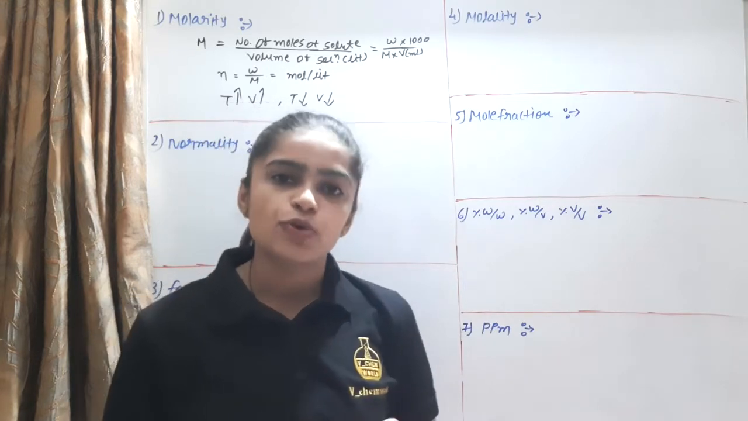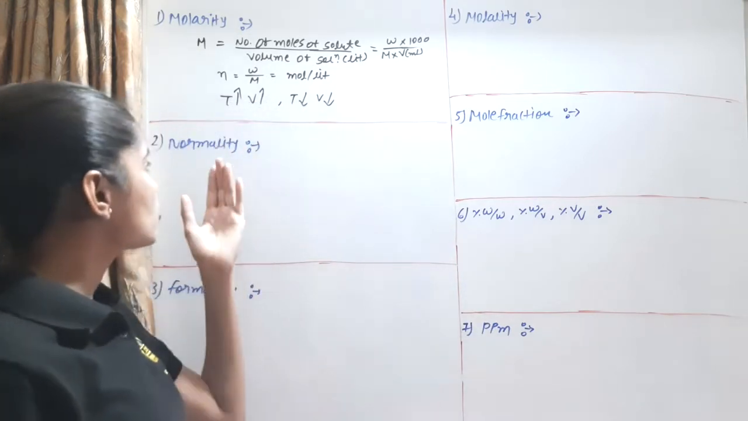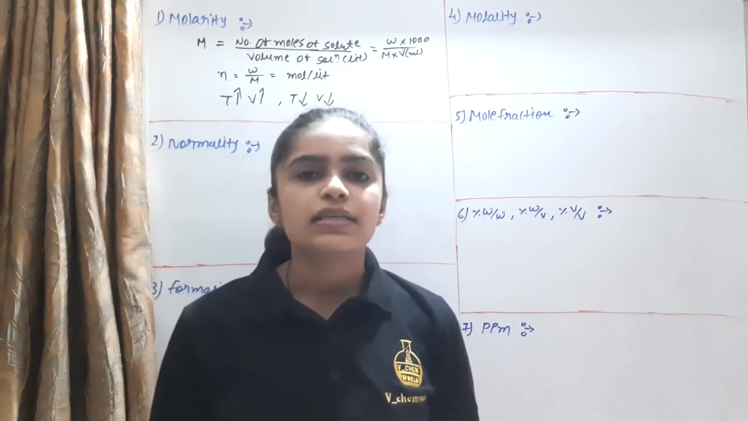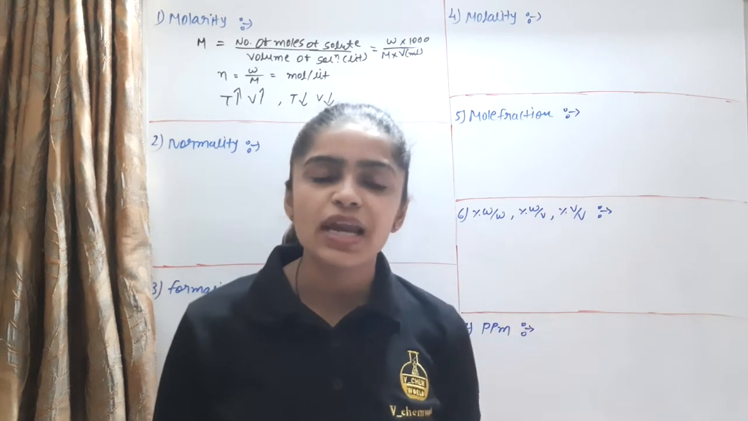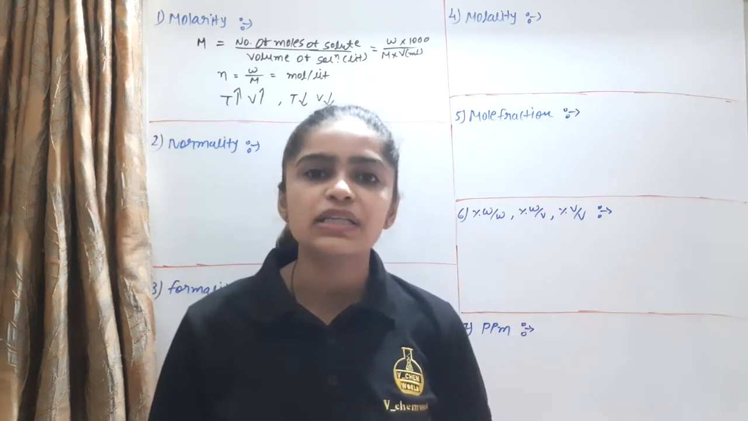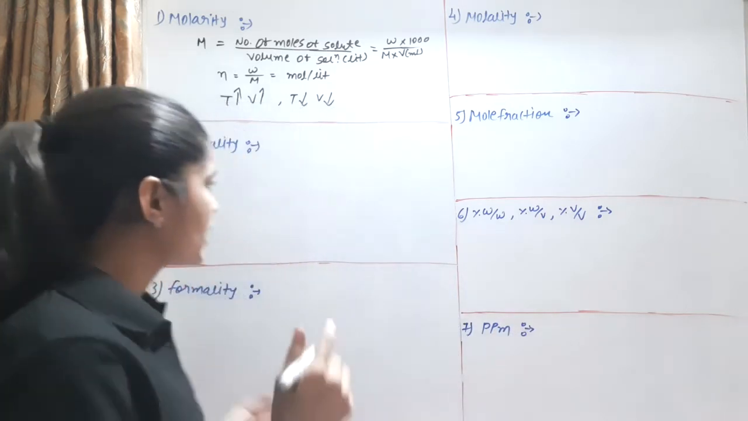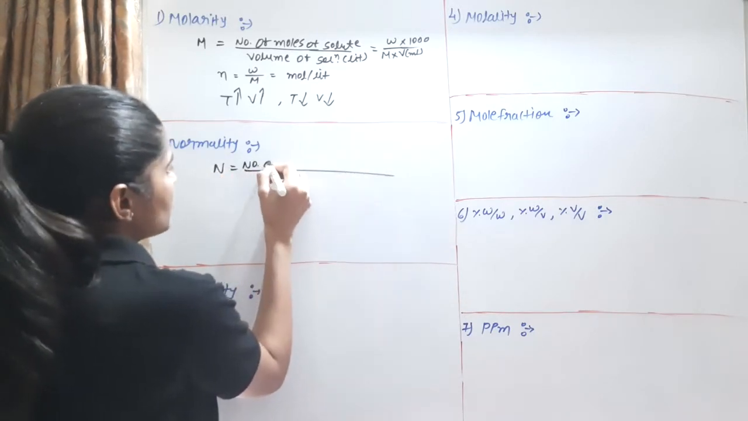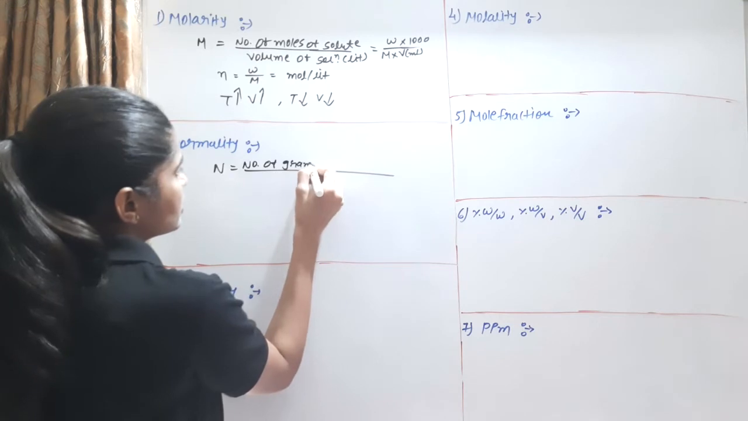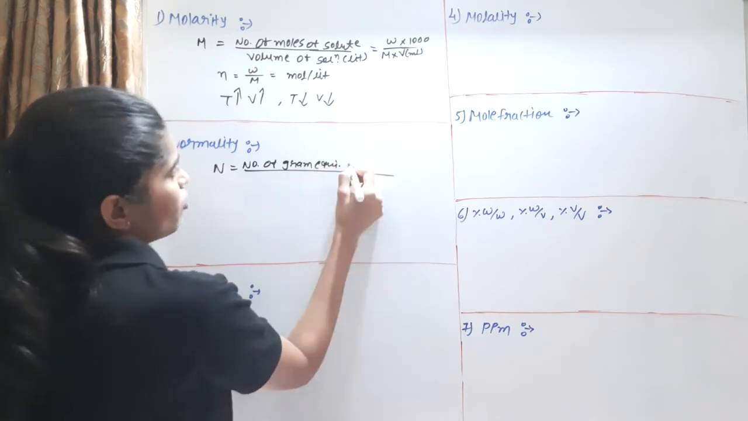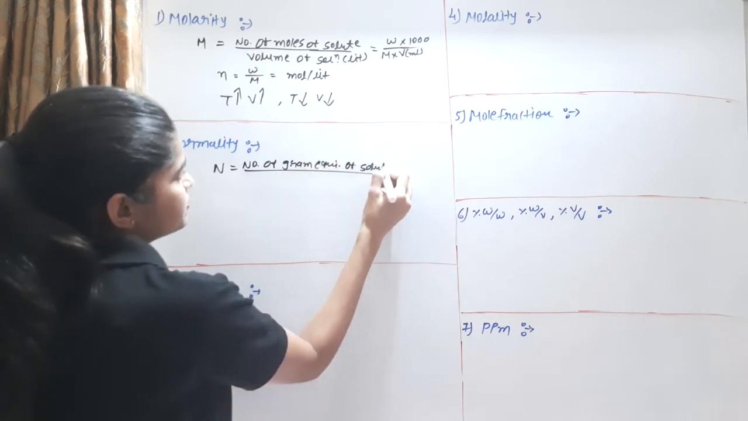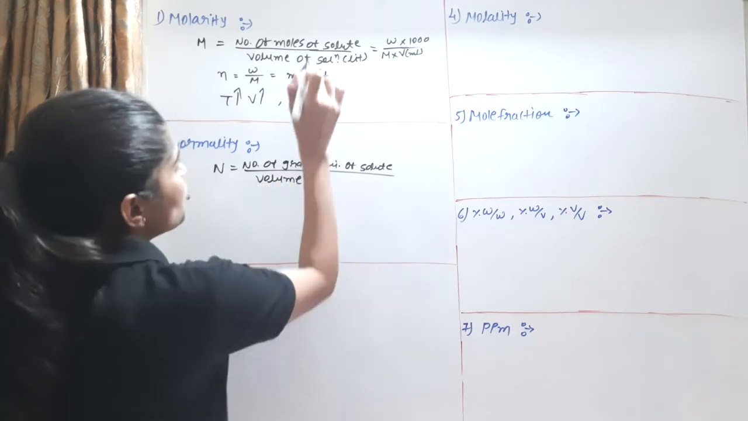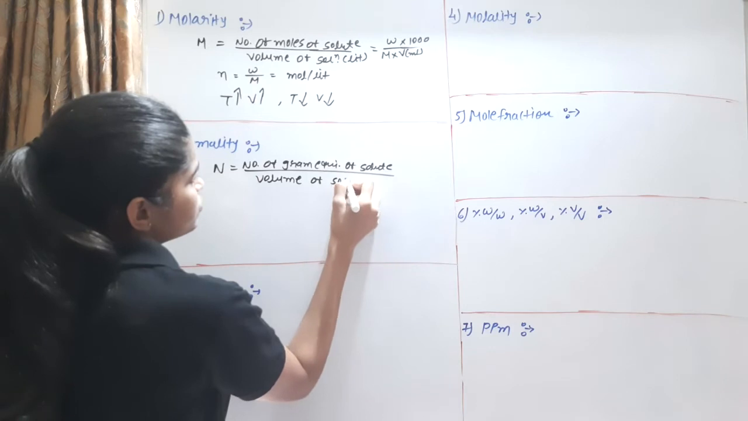The next term is normality. What is the meaning of normality? Normality is denoted by N. It is the number of gram equivalents of solute dissolved in per liter of solution. So we write that N is equal to the number of gram equivalents of solute dissolved in per liter of solution, the same as molarity, so volume of solution in liter.